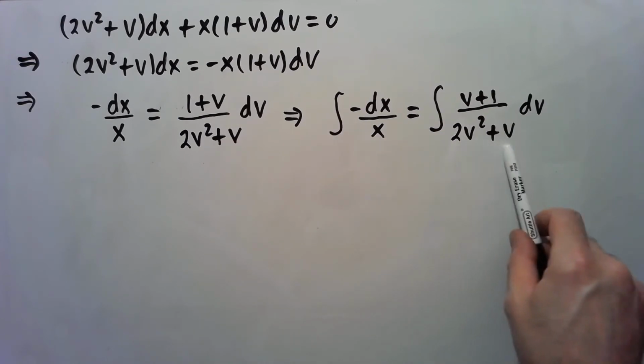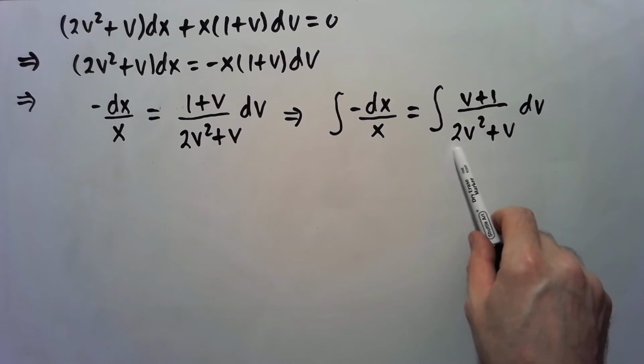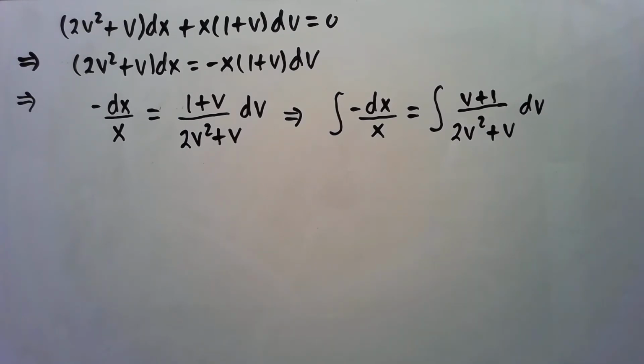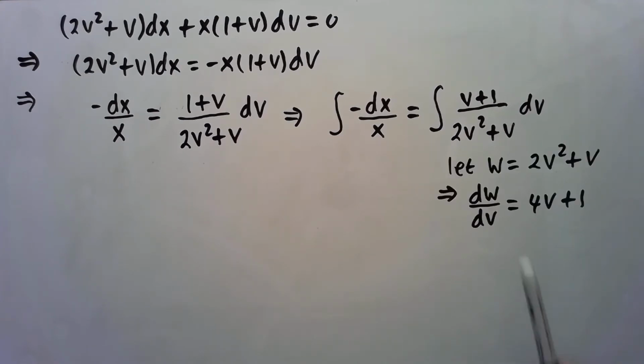Here we're going to make a substitution. I'm going to let w equal 2v squared plus v. So w equals 2v squared plus v, so dw dv would then be 4v plus 1. Now notice here we don't have 4v plus 1 up here, so we're going to have to rewrite this. Let me just show you what I'm going to have to do here.